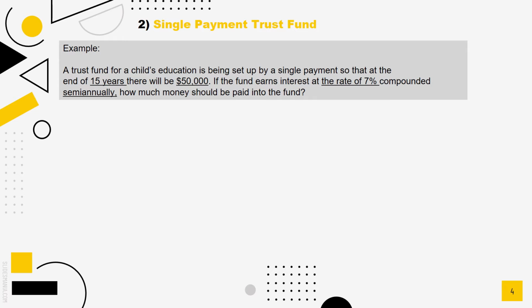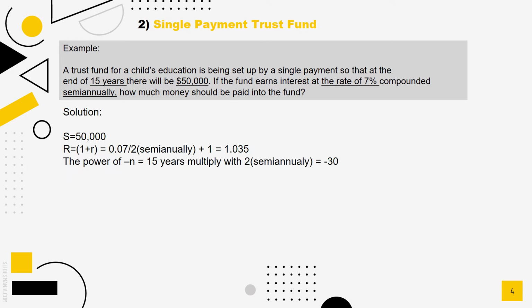So we try to make a solution like this. We recognize that S is 50,000, R is 1.07, should divide into 2 because its compound interest is semiannually, right? So after you get the answer 0.035, you should plus 1 and you get 1.035.